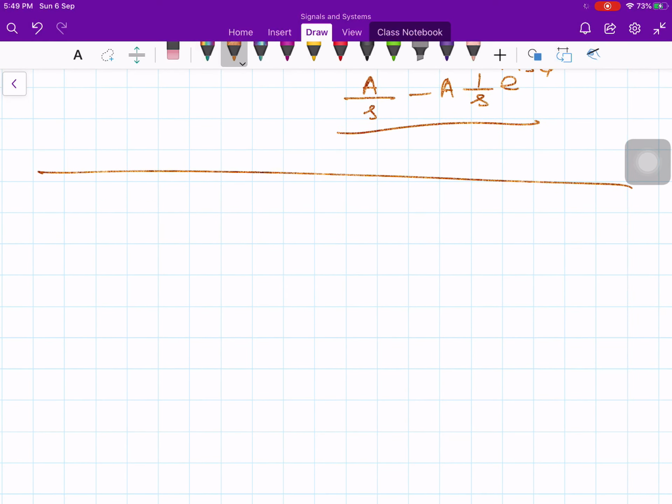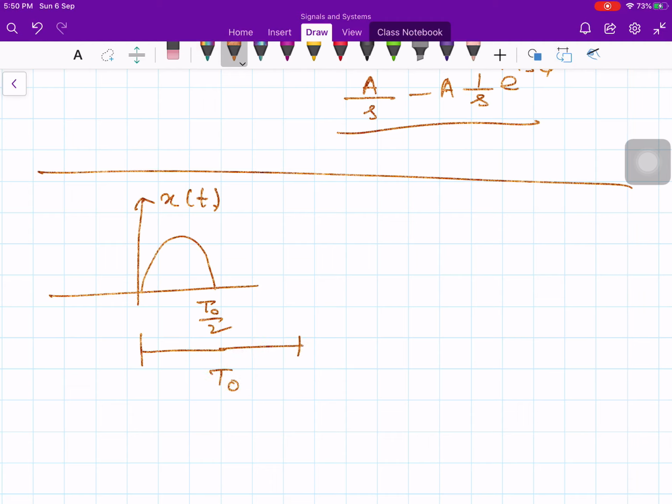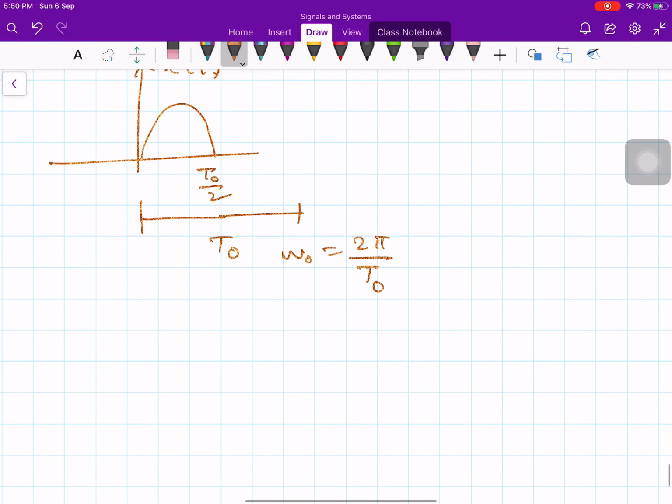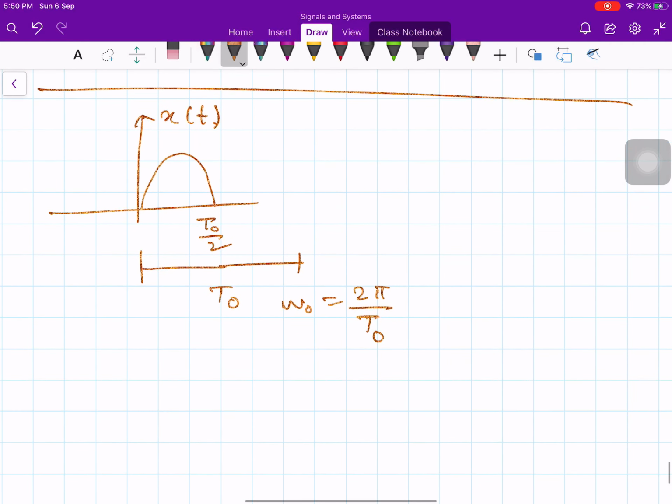Let me take a sinusoidal function like this. This is t naught by 2 and this is my x of t, and assume this is periodic with T naught and omega naught is equal to 2 pi by T naught. We want to find the Laplace transform of this function, this x of t. How do you find it? I have only a single loop of a sinusoid here.